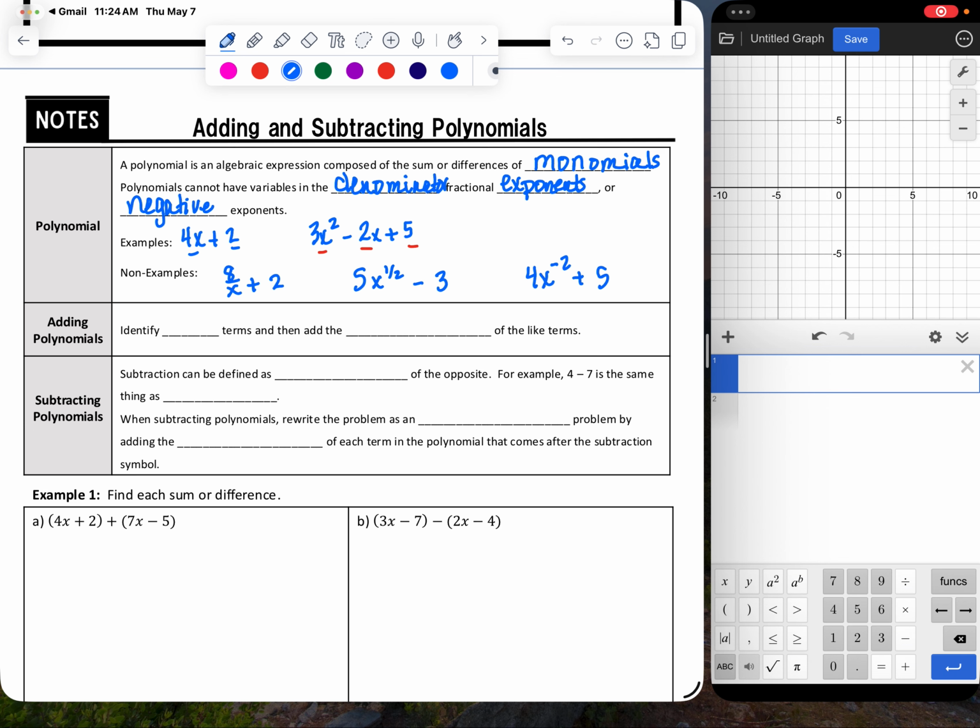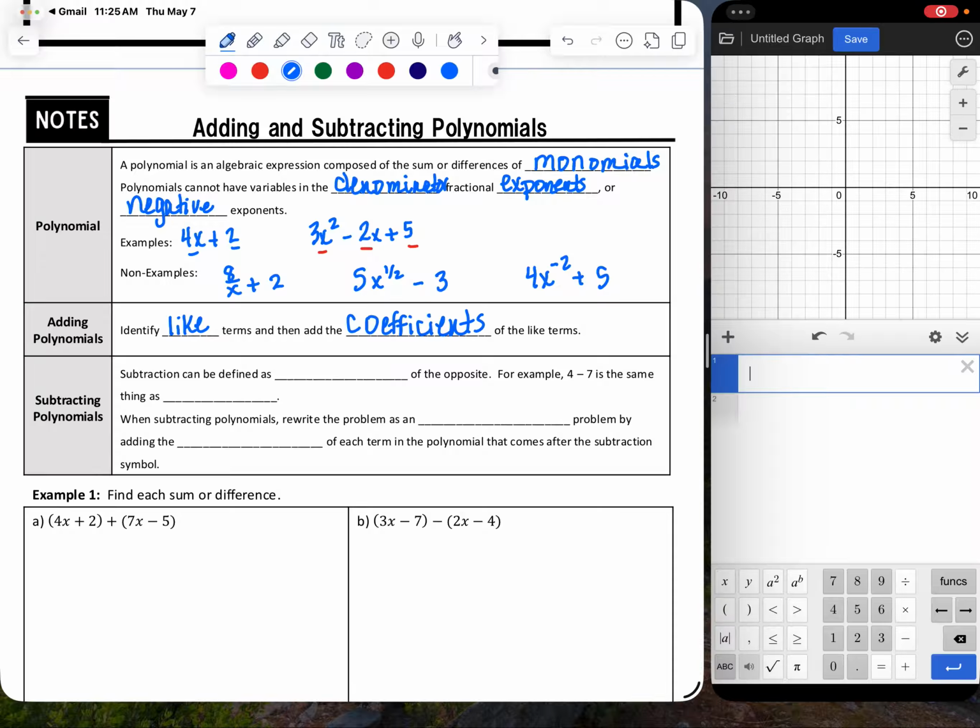Now, when we're working with polynomials, we can add them, subtract them, multiply them, divide them. But today we're only looking at adding and subtracting. So for adding, all you do is you identify the like terms, and then you add the coefficients of those like terms.